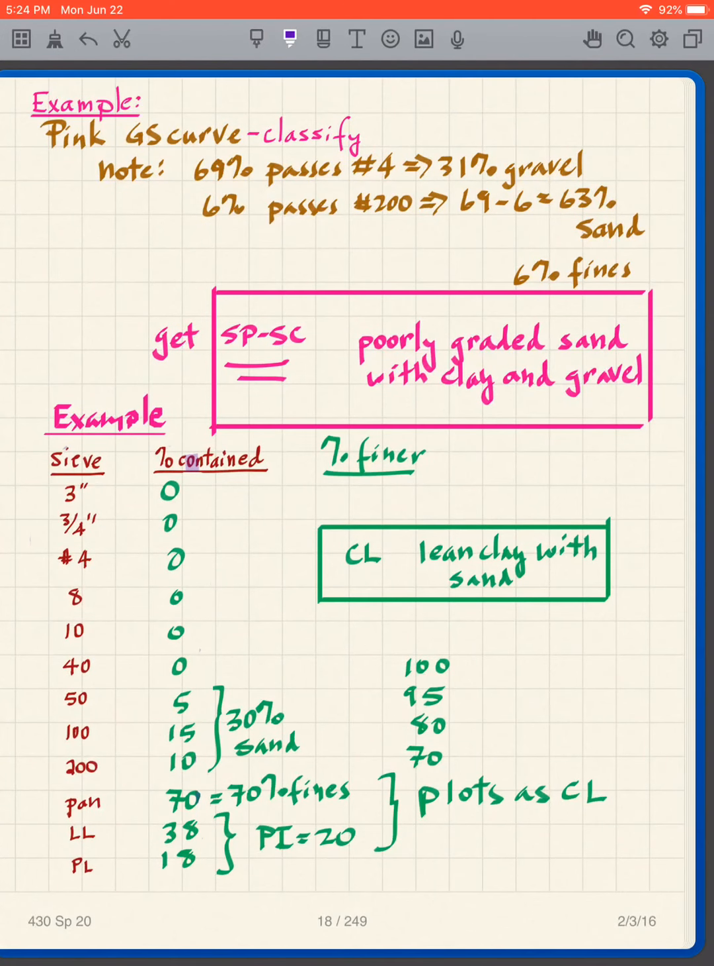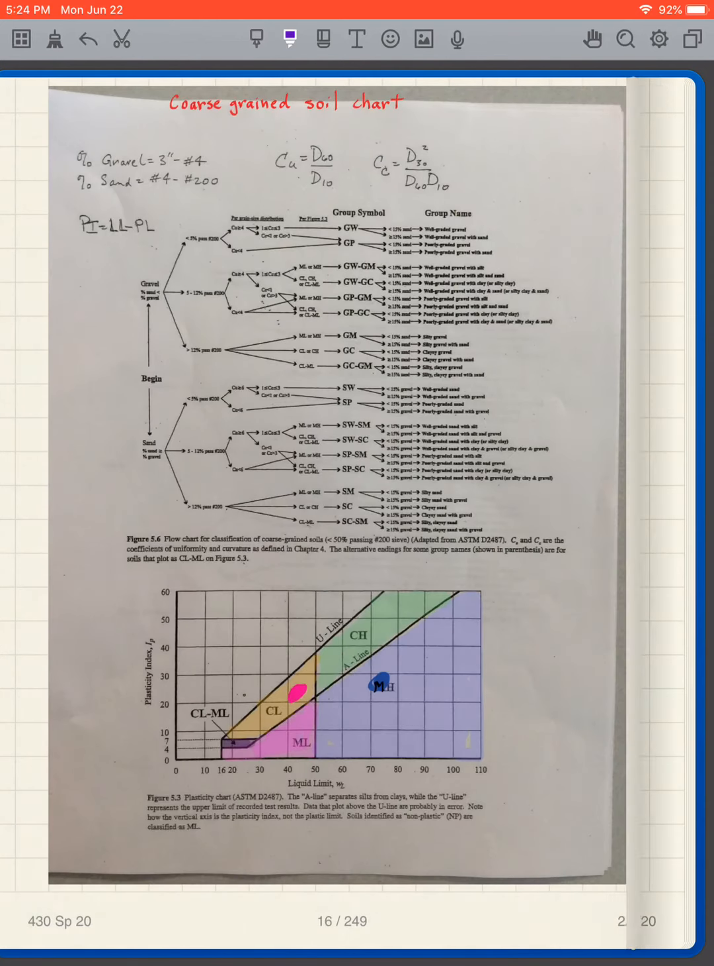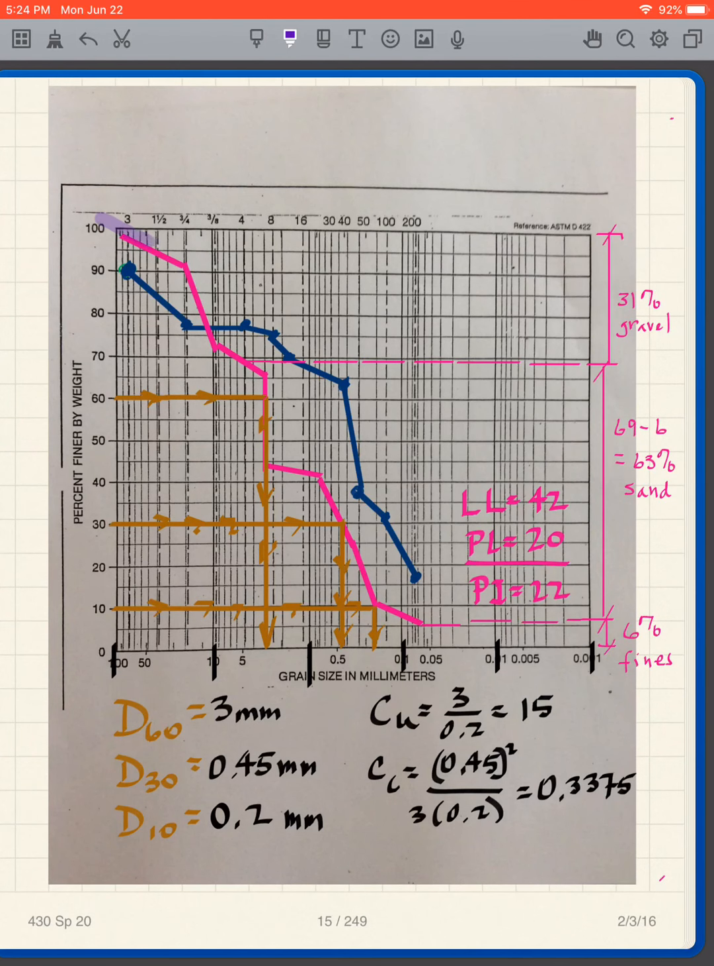Okay, we want to do another example. In this case, we are going to classify the pink grain size curve. What do I mean by that? On this chart here, we have the pink curve. What's given is that curve, and we are also given this pink information that the fines have a liquid limit of 42, a plastic limit of 20, which gives us a plasticity index of 22. So let's look at this curve, and what do we get from it?